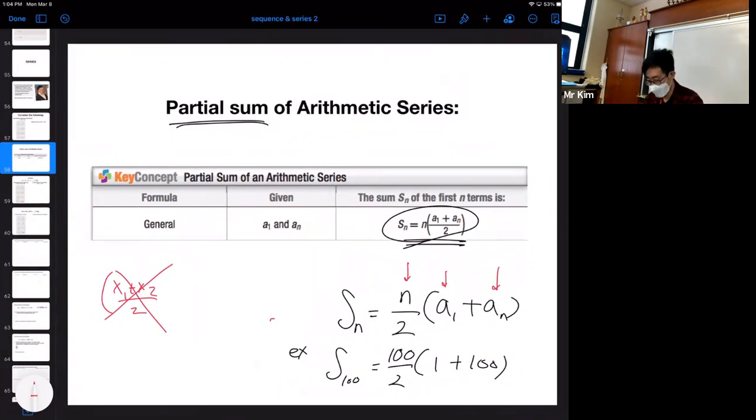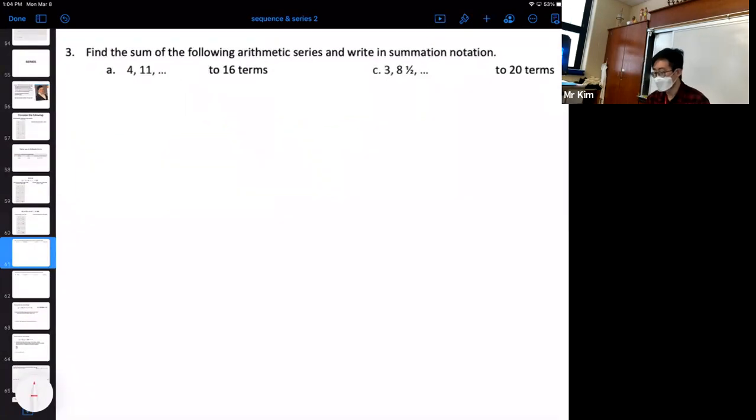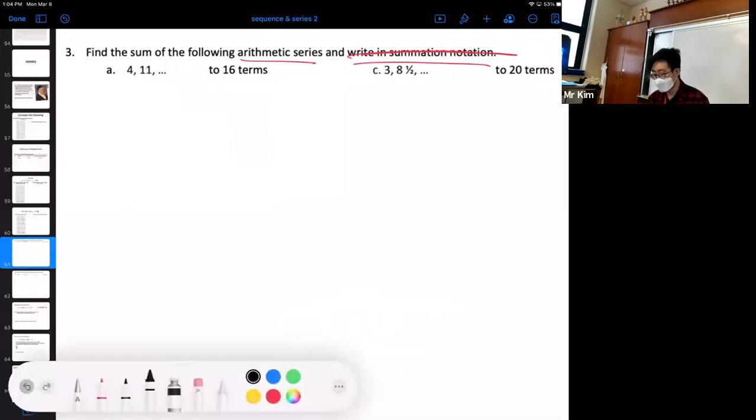Okay, so, all right, here we go. Find the sum of the following arithmetic series and write it in summation notation. Please ignore this because the summation notation we're going to get to. It's a fancy little thing, a Greek symbol called sigma. We're not going to do that yet. I just want you to practice series.